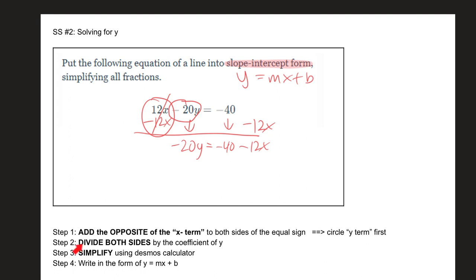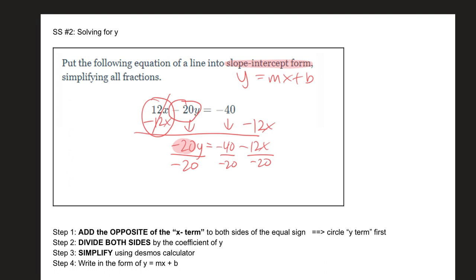Our second step says divide both sides by the coefficient of y. So the coefficient of y is the value that's in front of that y. And that's why it's important that I did that negative when I circled it, because it's a negative 20y. So if I divide this side by negative 20, then I have to do the same thing to everything on this side. So the first term of negative 40, I'm going to divide that by negative 20 as well. Then that second term of negative 12x, I'm also going to divide that by negative 20.